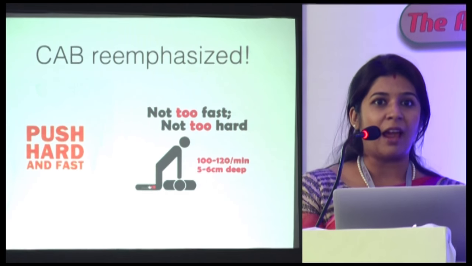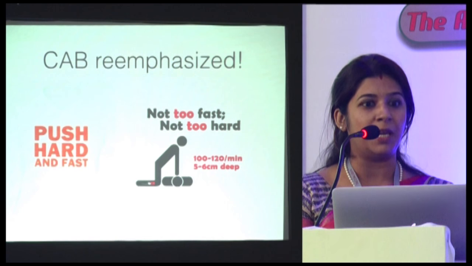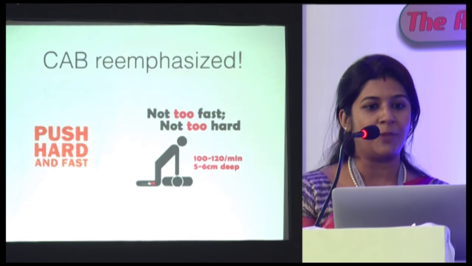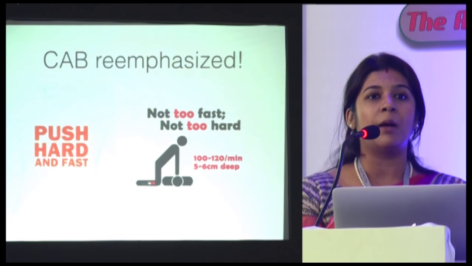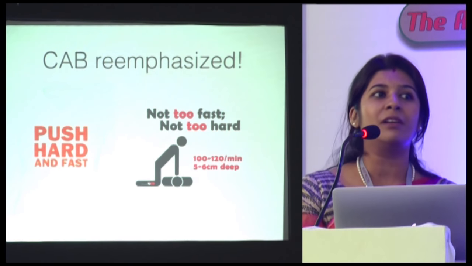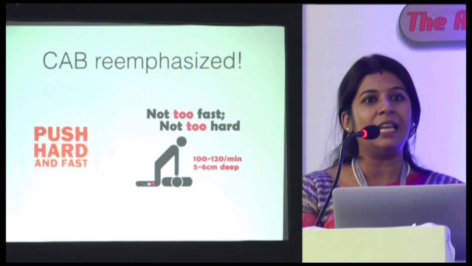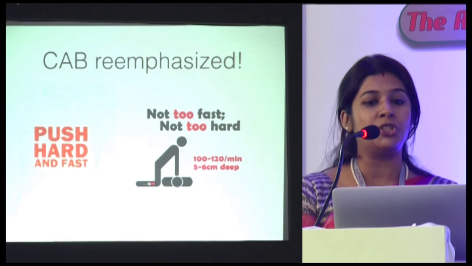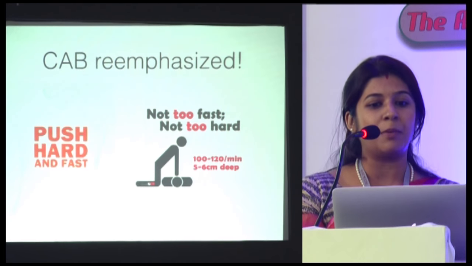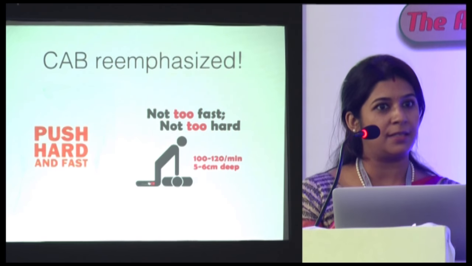CAB, compressions, airway, breathing, has changed in the 2010 guidelines from ABC to CAB. It has been re-emphasized in the current guidelines. So this is one very important take-home message. Push hard and push fast has now become not too hard and not too fast. We had guidelines of at least 100 per minute and a chest compression depth of at least 5 centimeters, which has now changed to a compression rate of 100 to 120 per minute and a chest compression depth of 5 to 6 centimeters. So we've got an upper limit to both of these criteria.